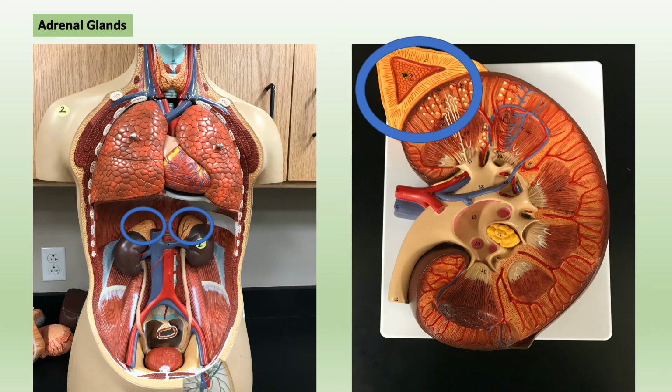Adrenal glands, also known as suprarenal glands, are small triangular shaped glands located on top of both kidneys. Adrenal glands produce hormones. From the adrenal cortex, cortisol, aldosterone, and androgen are produced. From the adrenal medulla, which is represented with the orange triangle in the middle of the yellow triangle, adrenaline and noradrenaline, also known as epinephrine and norepinephrine, are produced.